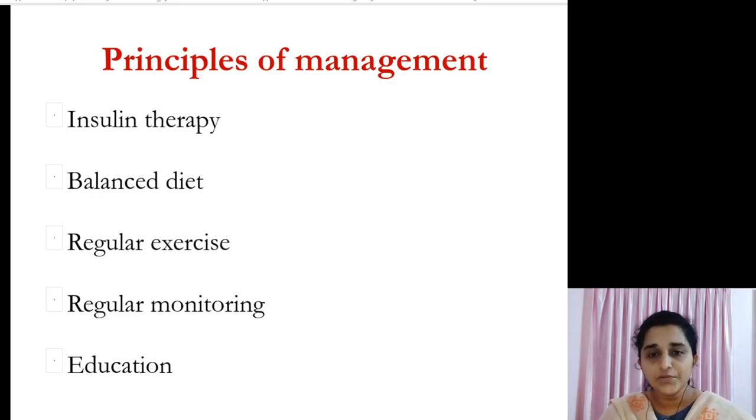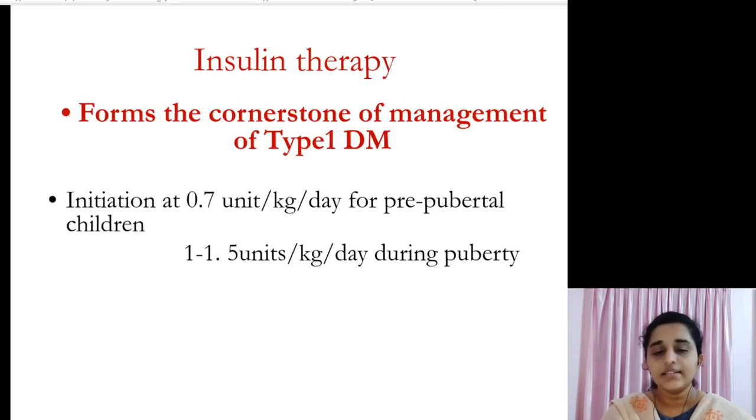The principles of management: first is insulin therapy. Since type 1 diabetes mellitus is a typical insulin dependent diabetes mellitus, insulin therapy is the cornerstone of management. Next is a balanced diet. Third is regular exercise. Many parents have so much confusion about exercise. Then there is regular monitoring. This is a very important aspect of education. Next is education.